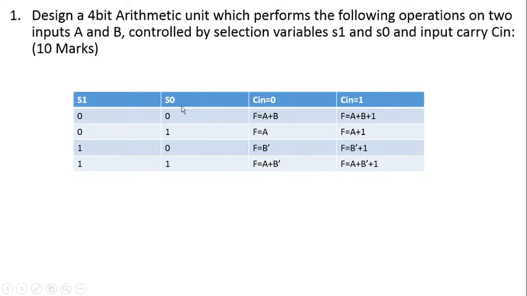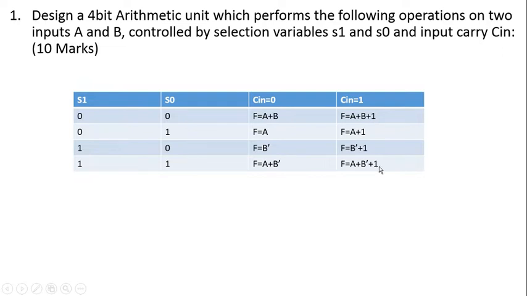With S1 equal to 1 and S0 equal to 0 it performs the complement operation of the second input B. That means it transfers the complemented form of the B input. And with Cin equal to 1 it performs complement plus 1, that means a 2's complement conversion of the second input. With S1 equal to 1 and S0 equal to 1 the function output is A plus B complement, and with Cin equal to 1, F equals A plus B complement plus 1.